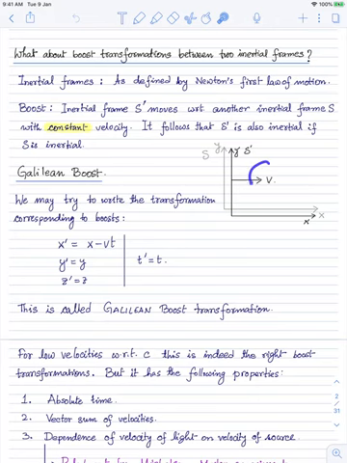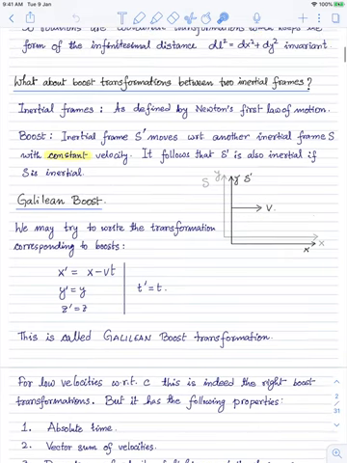Here the word constant velocity is important because we are going to consider boost transformations between two inertial frames. An inertial frame, as you all know, is defined by Newton's first law of motion. It's basically a frame of reference where Newton's first law of motion is valid. The boost is a frame of reference moving with constant velocity, and that ensures that both the unprimed frame as well as the primed frame are inertial frames. So this is basically a question about a transformation between inertial frames.